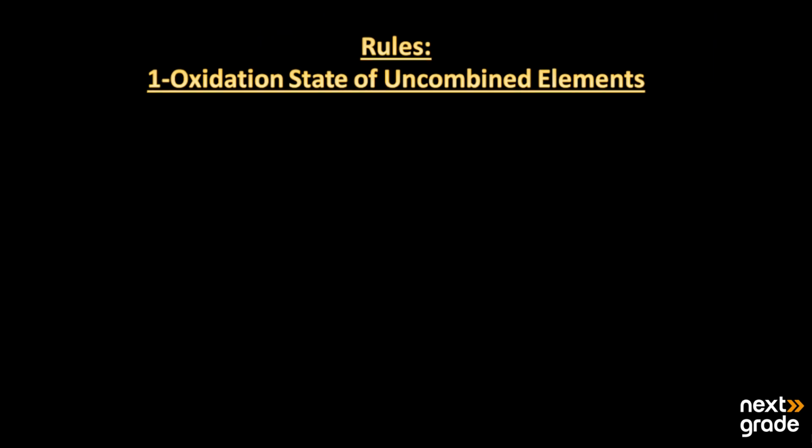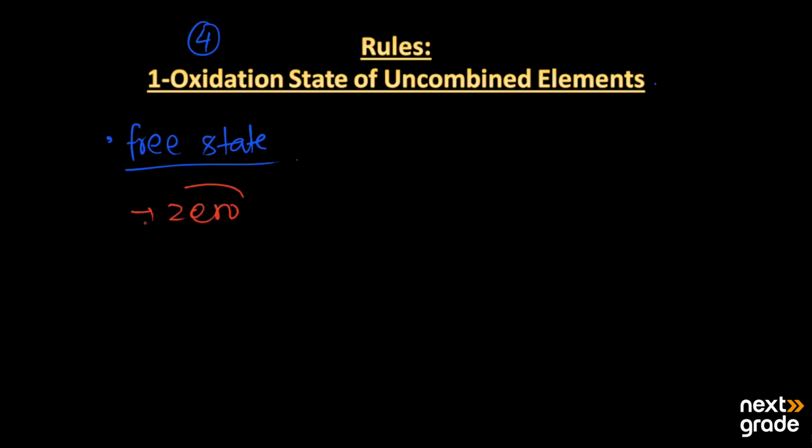Now, here we have the rules to assign the oxidation state. Basically, there are four rules, of which the first is the oxidation state of uncombined elements. If we have an element in an uncombined state, or in the free state, how can we identify its oxidation state? It will be 0. When an element is in the free state or uncombined state, its oxidation state will be 0.